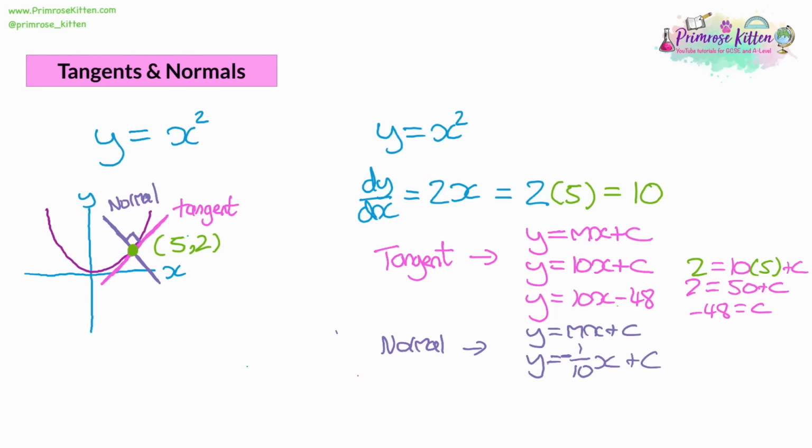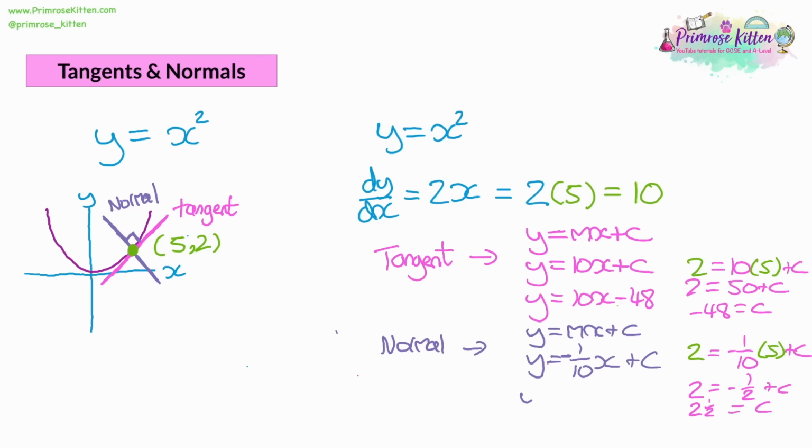We can follow the same process to get c. So we're going to substitute in 5 and 2. So y is 2. The gradient's negative 1/10th. We're going to multiply that by x, which is 5. And then we have the plus c. That means 2 is equal to negative a half plus c, because 1 over 10 times 5 is 5 over 10, which cancels down to a half. If we add a half to both sides, that means that 2.5 is equal to c.